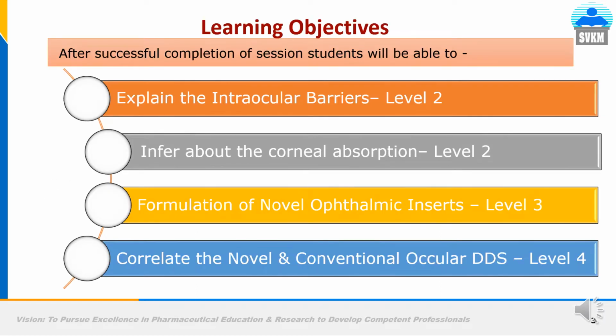Students, the learning objectives here are first to explain the intraocular barriers, which is level 2 of Bloom's taxonomy. Second, it infers about the corneal absorption, again level 2. Third, formulation of novel ophthalmic inserts, level 3. And to correlate the novel and conventional ocular drug delivery system, level 4.